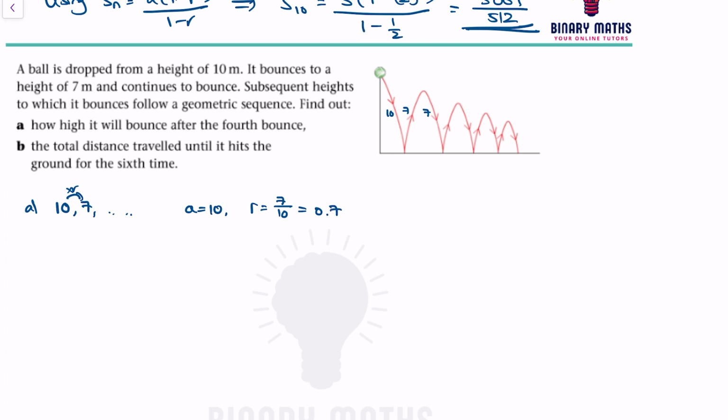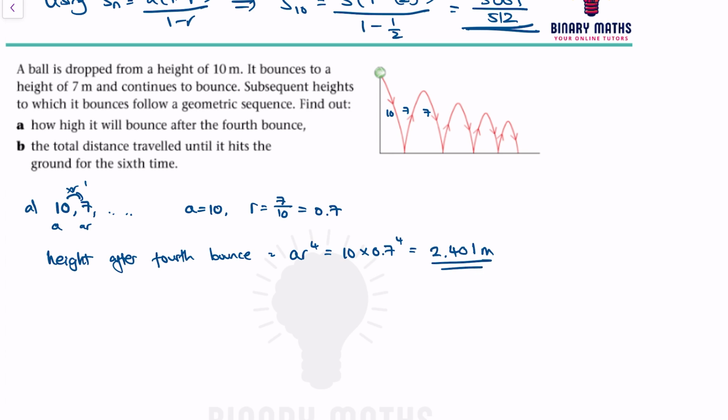So a is the first term. a times r gives you the height after the first bounce. So if I want to find the height after the fourth bounce, then it will be a r to the power 4, which is equal to 10 times 0.7 to the power of 4, which if I put into my calculator, I get 2.401 meters.